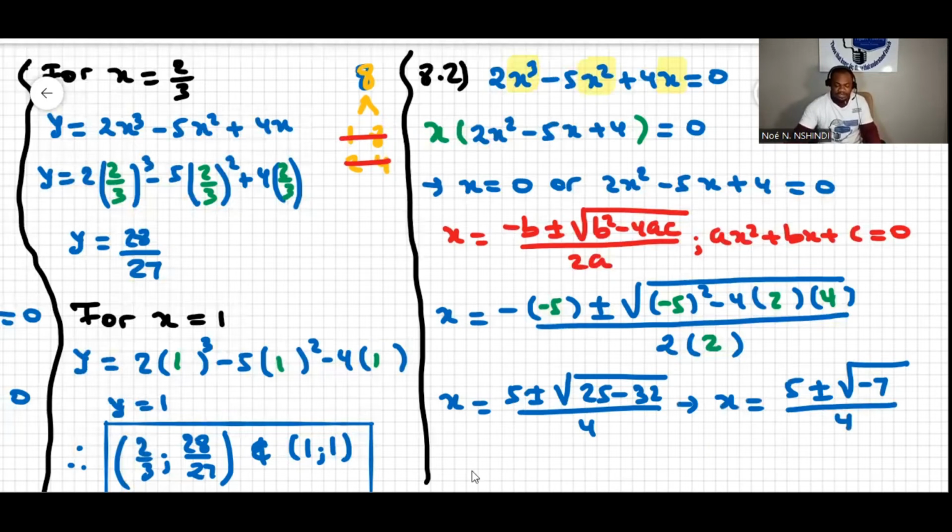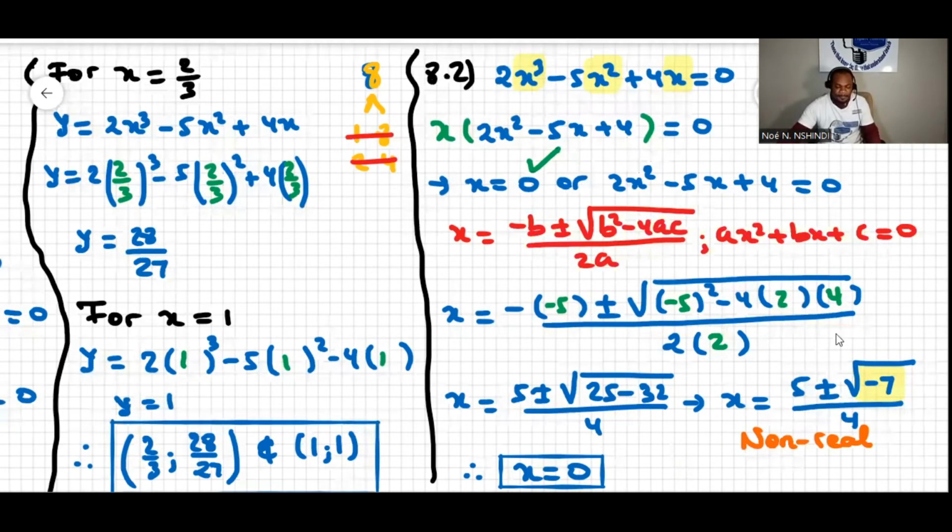This is non-real. Therefore, I'm going to say here this is non-real. So therefore, the only real root here is 0, the one we find over here. Okay. The next question will be question number 8.3.